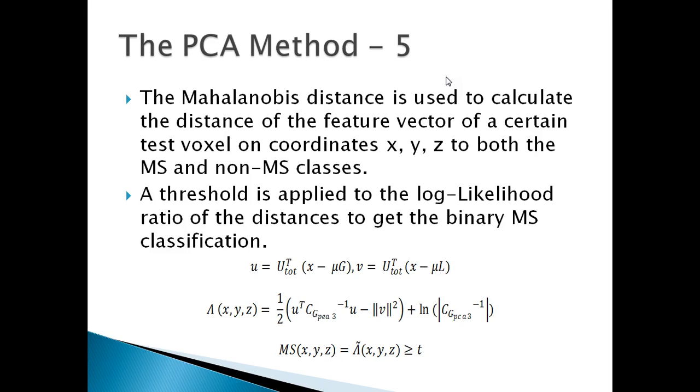A threshold is applied to the log likelihood ratio of the distances, and this will also help us get the binary MS classification of whether it is an MS or a non-MS. The threshold actually depends on what kind of log likelihood ratio you would like in the project. We have used a threshold of 0 to 1 here.